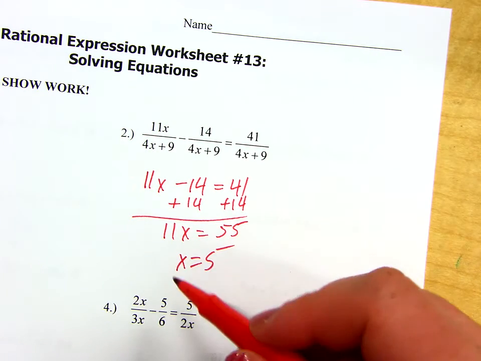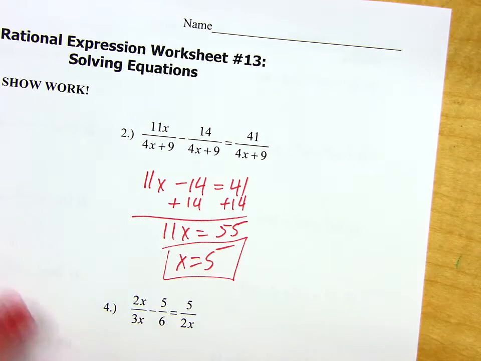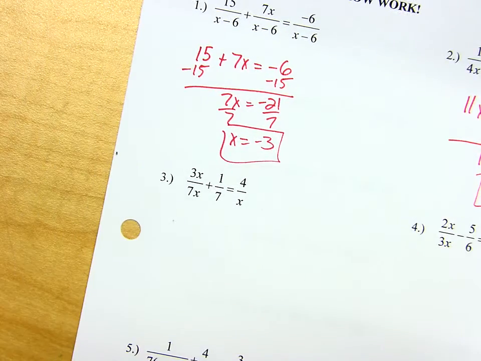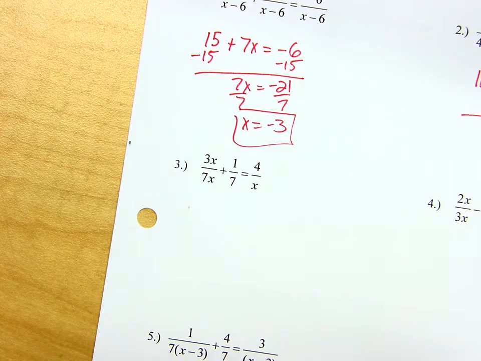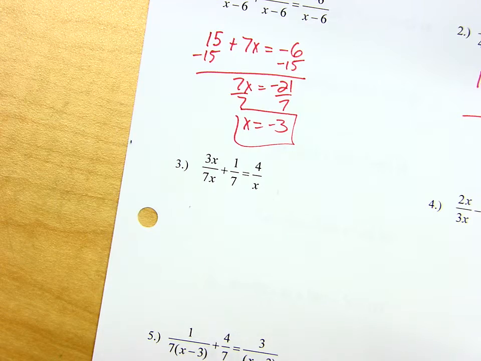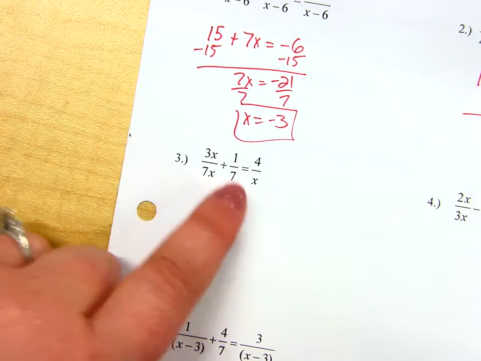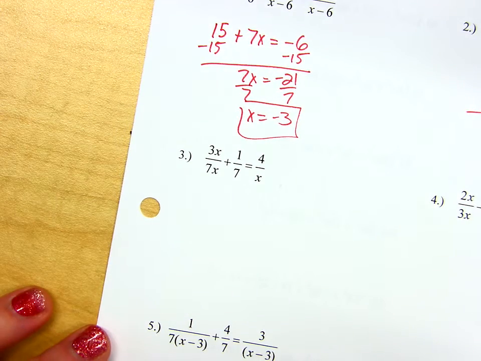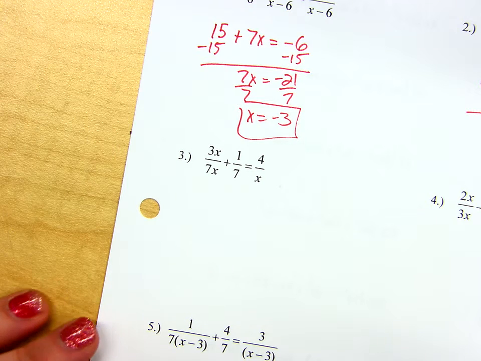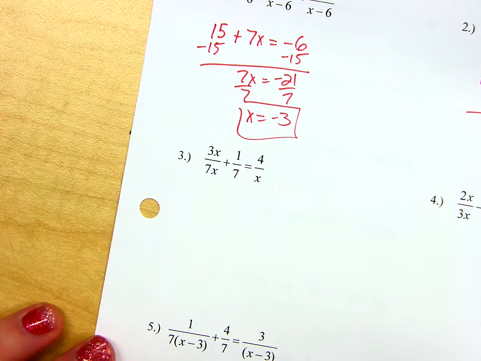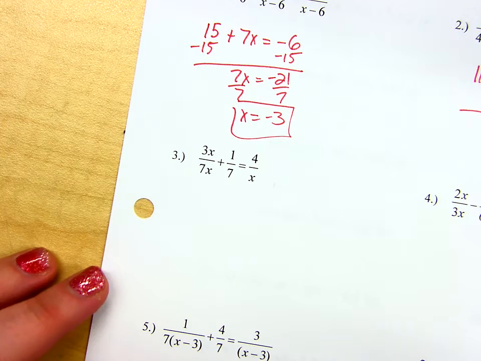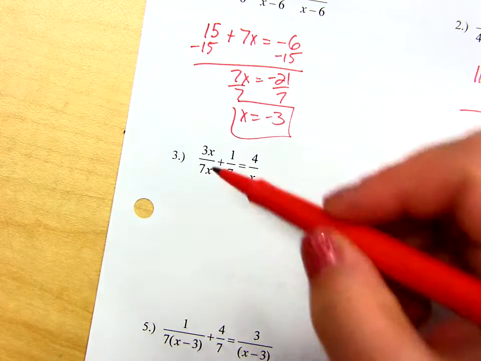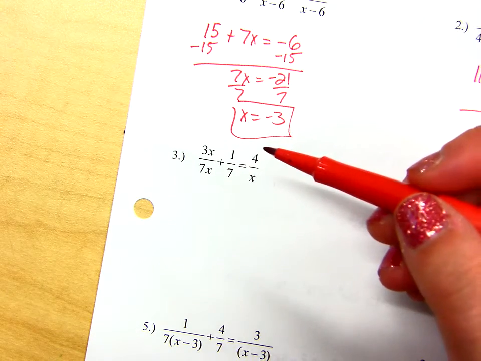So now we look at the denominator. So let's look at 3. Step 1, factor all the denominators. Again, there's nothing for me to factor here, so that's a little bit easier. Step 2, I need every fraction to have a common denominator. What will that common denominator be? 7x. The first one already has 7x, so it's fine.